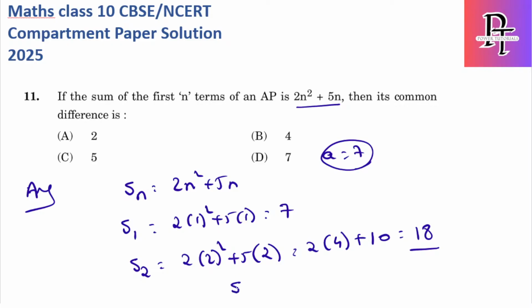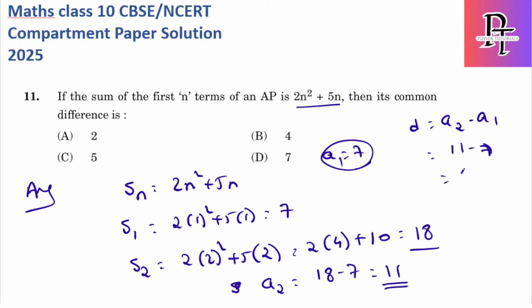So if I want the second term, that is A2, then it becomes S2 minus S1, which is 18 minus 7. 18 minus 7, I will get 11. So A2 is 11 and A1 is 7. So the common difference D is equal to the difference between any two consecutive terms. Here we have A2 and A1. So simply A2 minus A1, which is 11 minus 7. Hence we got the D value, the common difference, which is option B.